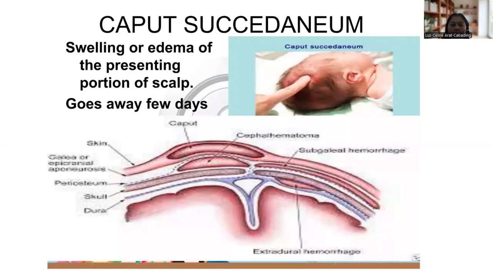Now, a caput succedaneum is the swelling or the edema of the presenting part of the scalp. Okay, so when the mom is pushing the fetus head first, the presenting part, which is pushing on the perineum, can actually undergo some swelling. That swelling, you call that caput succedaneum.